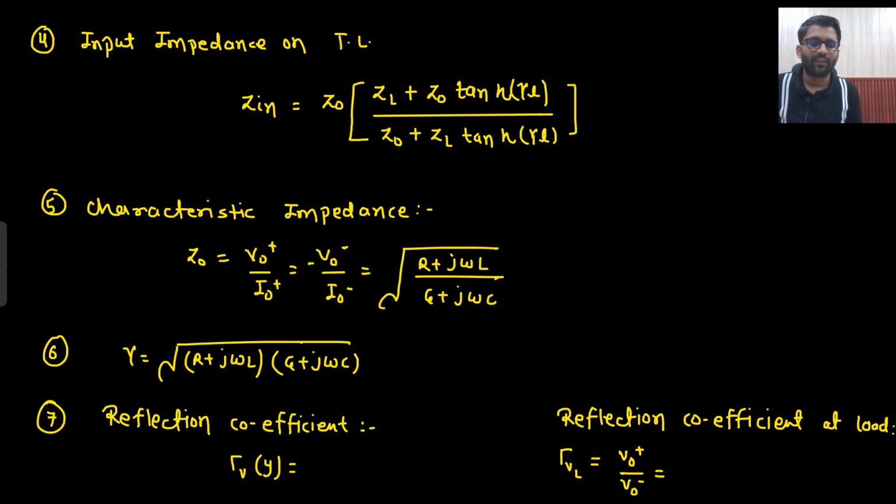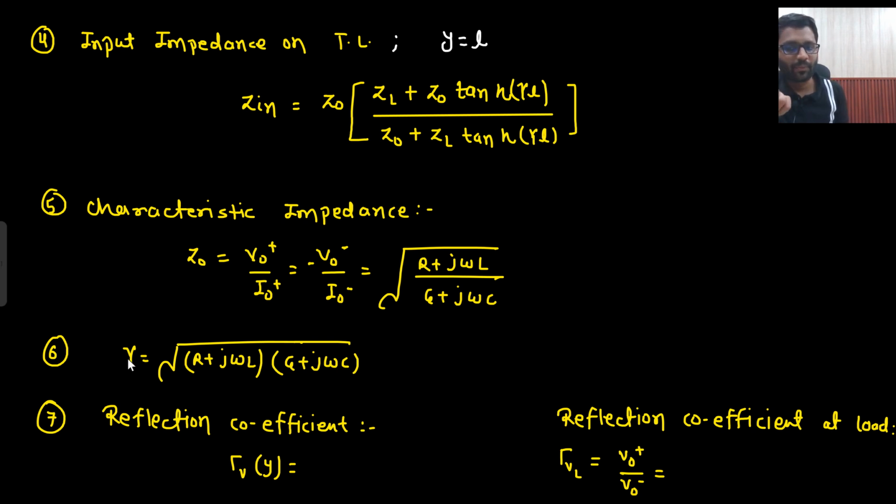Right? If I need to write down the input impedance, I will just put y equal to L, because at the input, y is equal to L. So I just need to put y equals L here, and this will be the formula of input impedance. What was my characteristic impedance? This was the characteristic impedance.